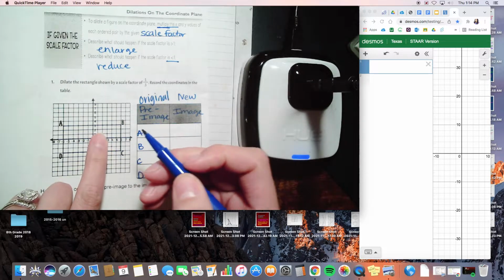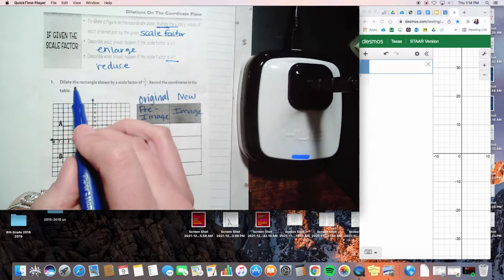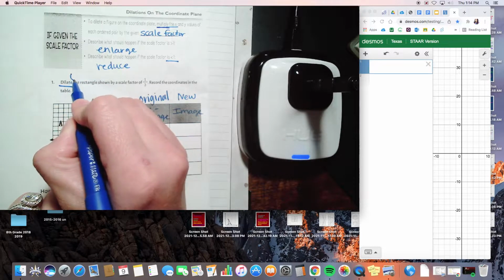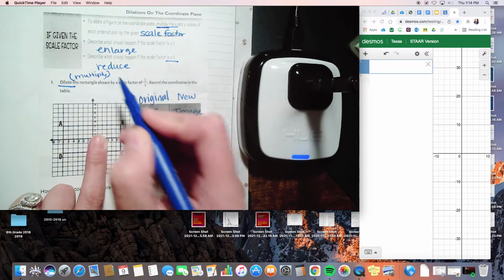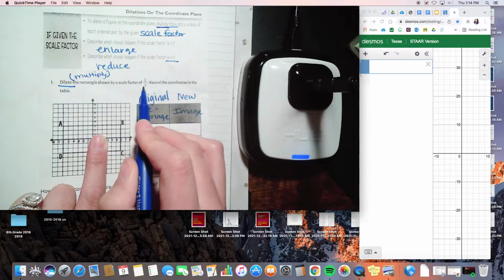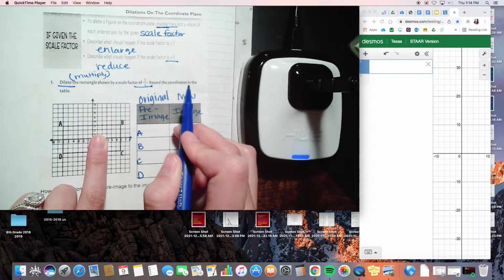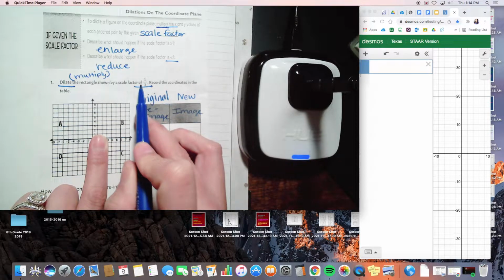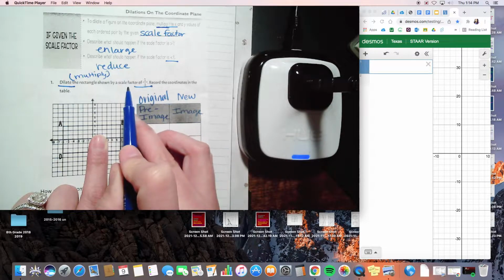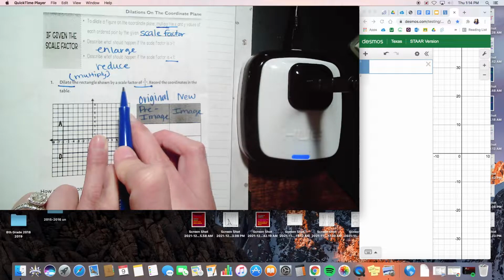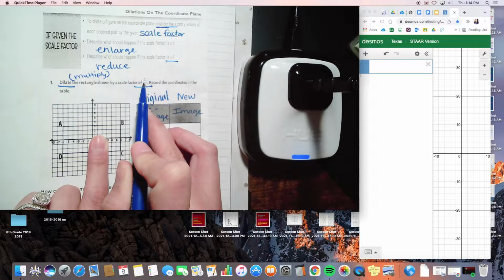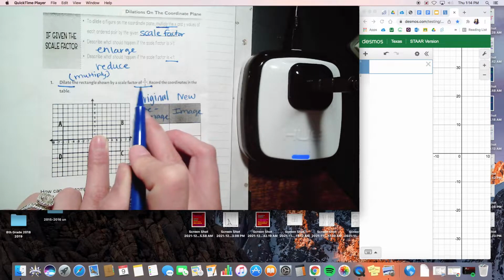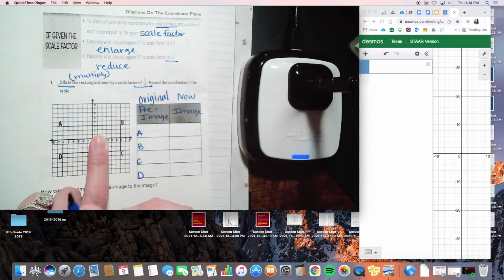So we're going to go ahead and write down the points. What we're being asked is to dilate. Remember, again, that means multiply. So we know we're going to be multiplying. Nothing difficult. Dilate the rectangle shown by a scale factor of 1/3. Record the coordinates in the table. I want you to get used to seeing fractions as your scale factor, because when we're working with scale factor, most of them will be fractions unless they are a whole number. You will rarely see decimals. They'll always be in fractions. So try to keep them in fraction form when you use them.